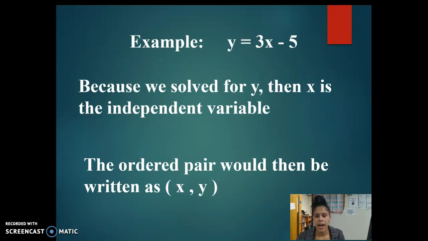For example, y is equal to 3x minus 5. Because we solve for y, then x is the independent variable. The ordered pair will then be written as x, y.